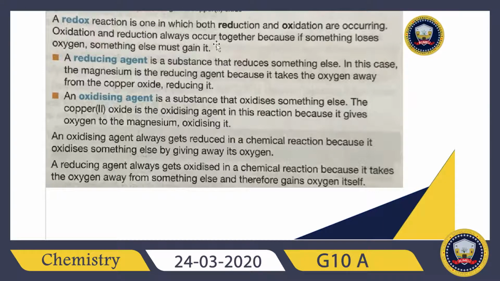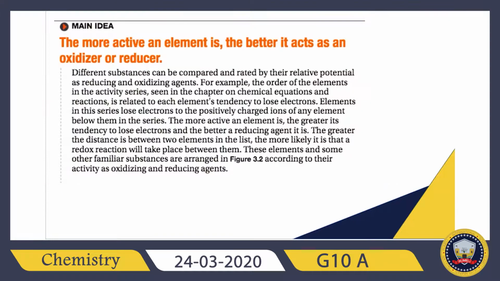Oxidation and reduction always occur together. Because if something loses oxygen, something else must gain it, and it is similar with the electrons. Okay, so you should remember that. Now, let's continue. The main idea in this slide: we finished oxidation and reduction.